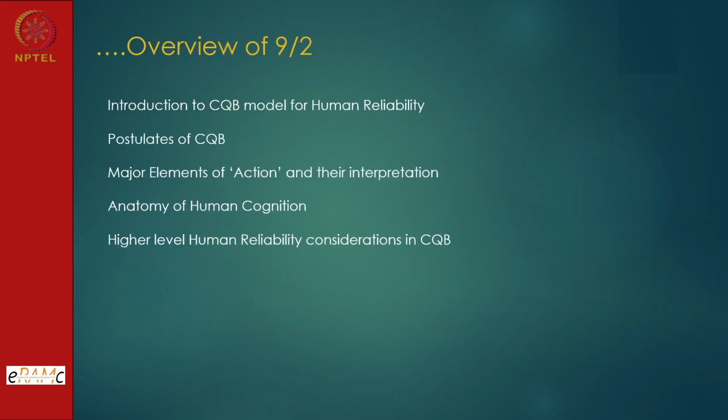Now we have gone one stage ahead, in that we are trying to connect to what CQB does. Introduction of the CQB model for human reliability, postulates of CQB. There are some assumptions, there are some postulations. Consciousness is fundamental to human existence, we know that, and that is part of our CQB modeling, so we have used that extension as a postulation, not as an assumption. Major elements of action and their interpretation, we have understood how they can be synthesized when we do any root cause analysis or any modeling. The anatomy of human cognition we have discussed. Higher level reliability considerations in CQB we are trying to connect, and we will discuss in the next lecture.